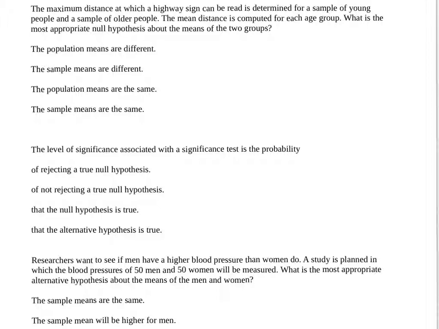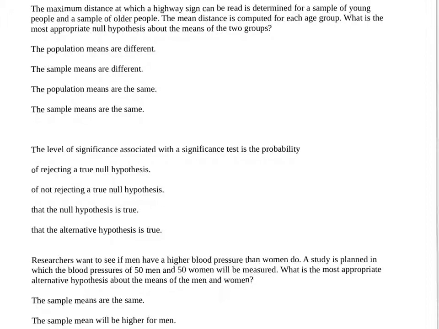The mean distance is computed for each age group. What is the most appropriate null hypothesis about the means of the two groups? Remember, the null hypothesis basically says there's no effect. There's nothing special going on in the population. We're not going to make any kind of hypotheses about the sample because we already have the values for the sample. We don't need to guess.